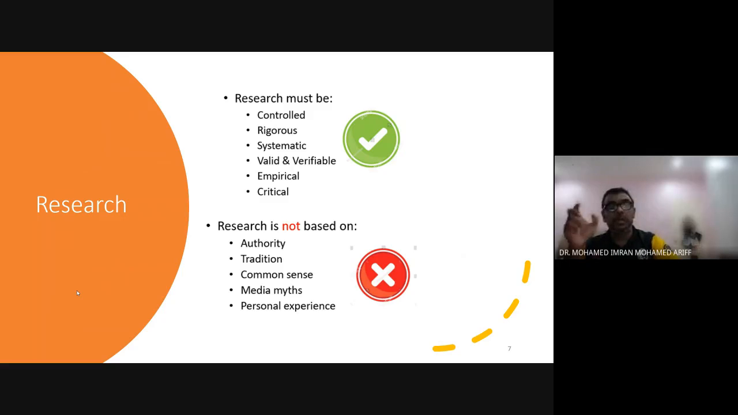So that, how did they come to that figure? That figure is based on, I'm sure, empirical data. Dia orang buat kajian ke apa nama. So in your research, you must also do empirical data collection or empirical data. Research is not based on authority, tradition, common sense, media myth, and personal experience.